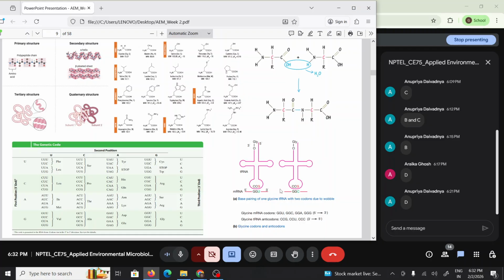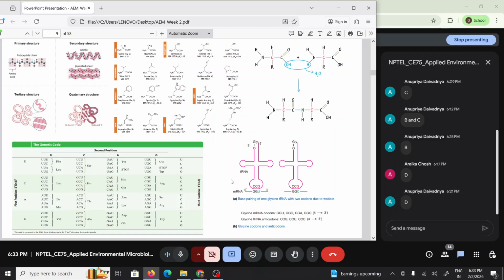In this, there is the concept of wobble base pairing. You can see here GGU and GGC are present, but the tRNA having the anticodon CCG can pair with both of these, giving glycine in that position. So this lesser specificity at the third position in the translation process leads to wobble base pairing. That is what we saw in the last question.